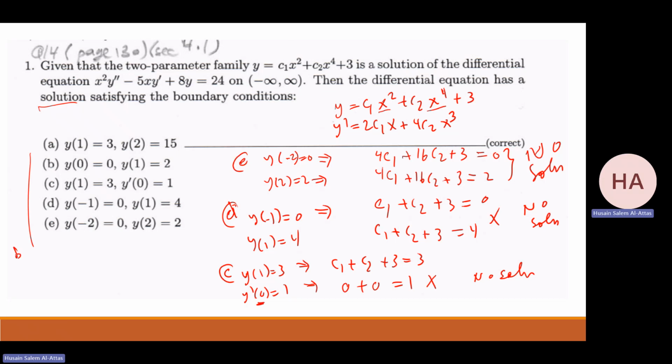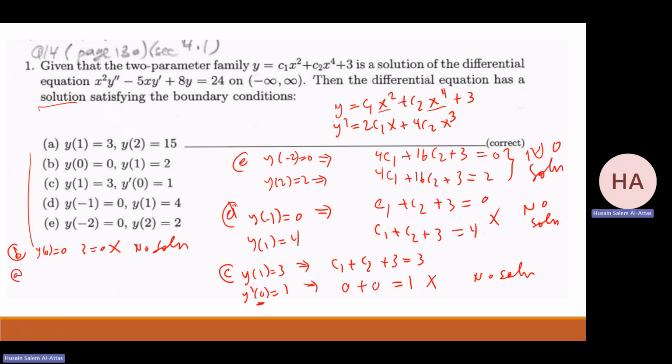Now B, I have y at 0 equals 0. That will kill the C terms. I have 3 equals 0, which is impossible. So no solution. Now we'll come to A.